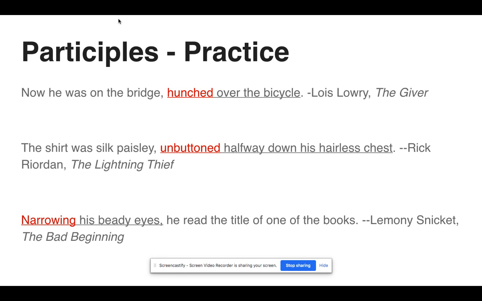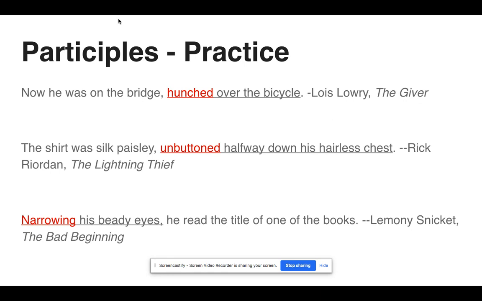In the second sentence, "The shirt was silk paisley, unbuttoned halfway down his hairless chest." Here the participle is the word unbuttoned, and the full phrase is unbuttoned halfway down his hairless chest. Again, this participle phrase is giving more detail about the shirt.